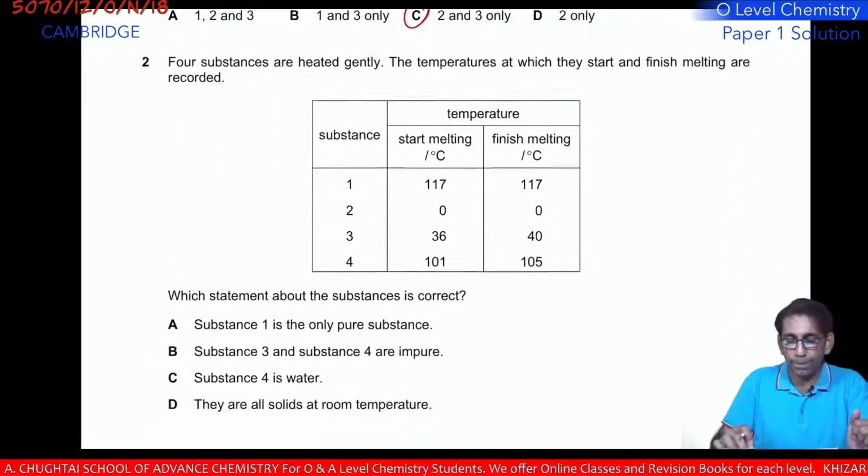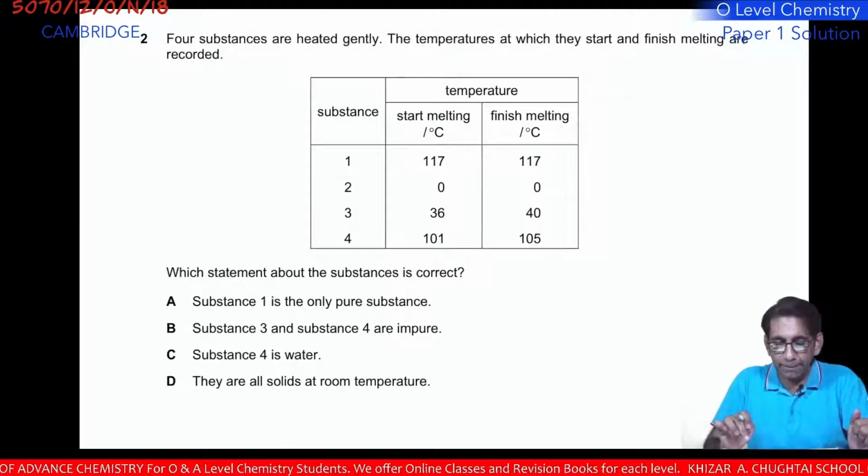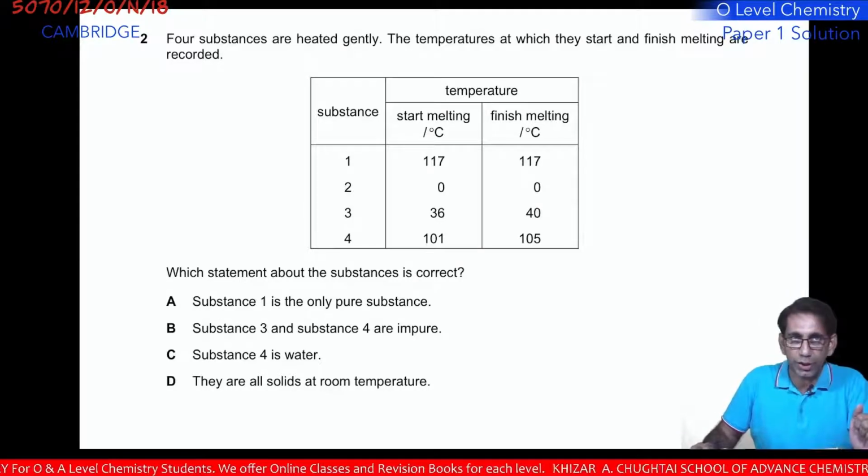Question number 2. Four substances are heated gently.